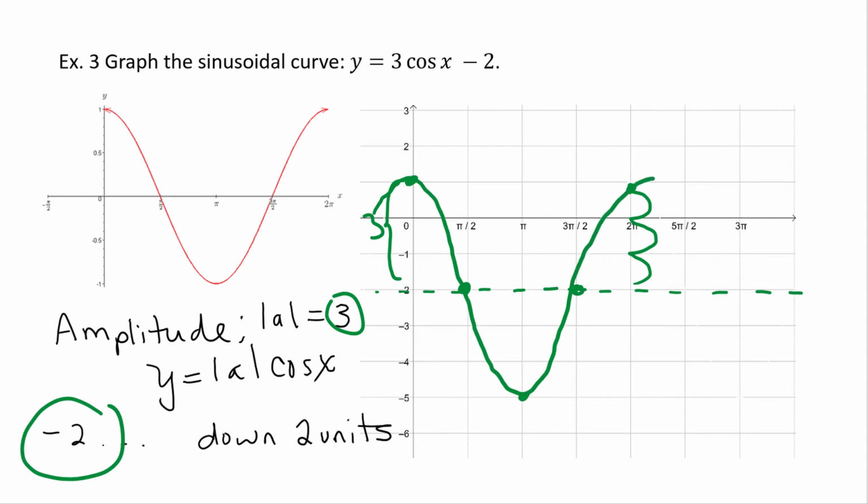And we have a graph that is the cosine function with amplitude 3 shifted down 2 units.